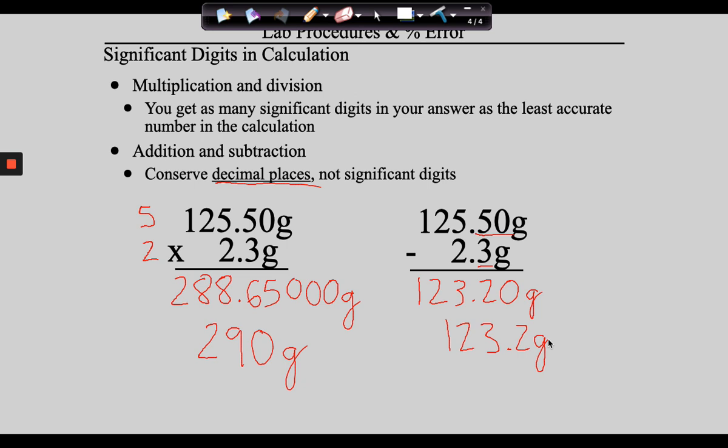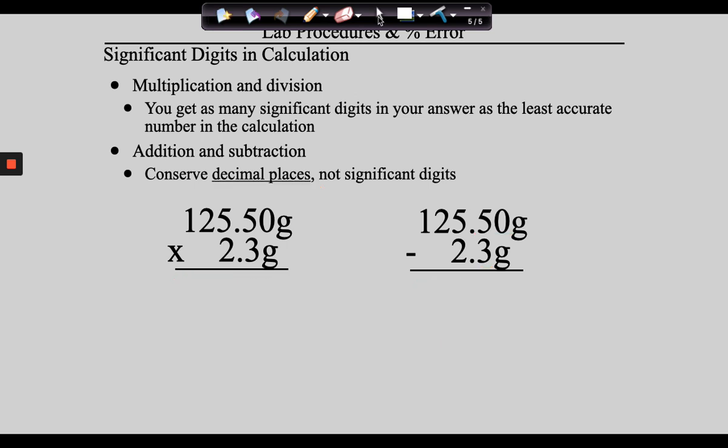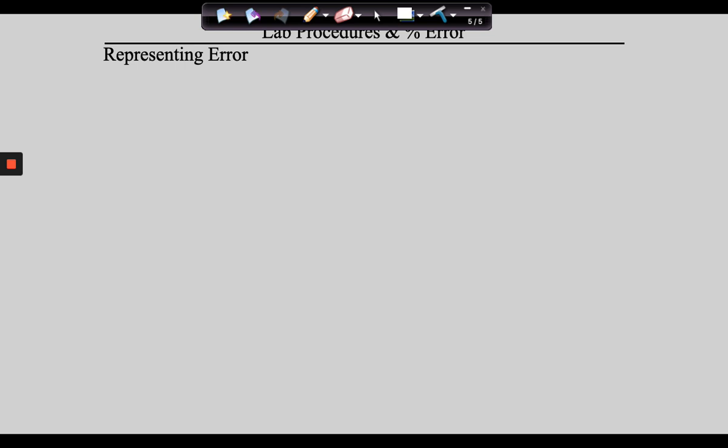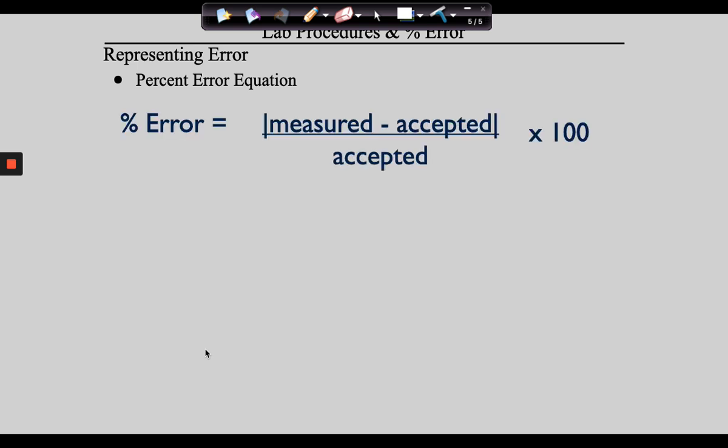Let's see. Last thing we're going to do today. And it goes like this. Representing error. Guys, at the end of the vast majority of the labs that we do, the very last thing that we'll do is we'll calculate what's called our percent error. How wrong were we? How far off were we? And guys, in order to do that, this is the equation that we will use. It's in your notes, right? Is it there? Okay. So guys, let's tear this equation apart.